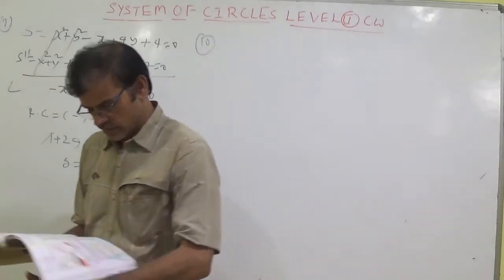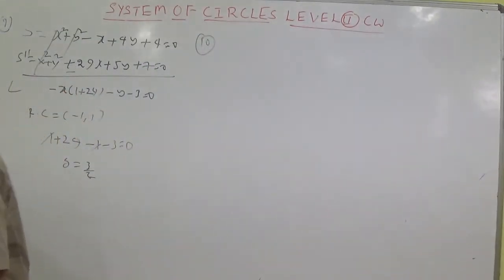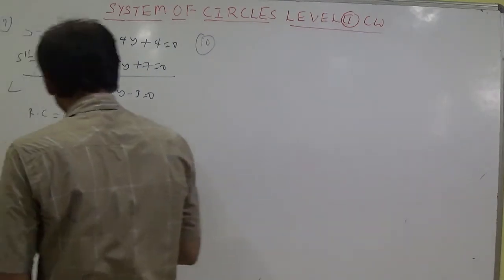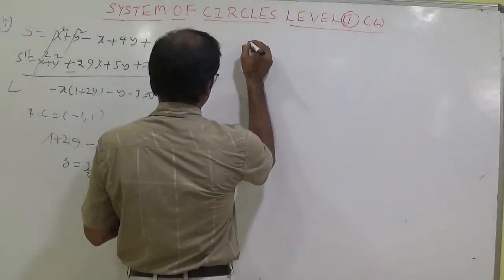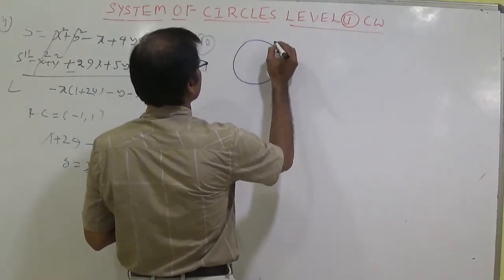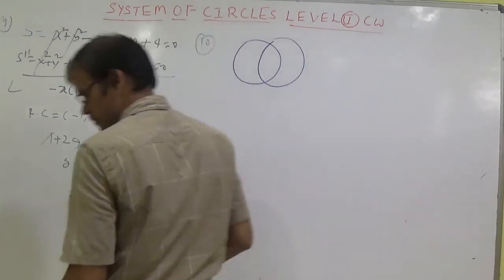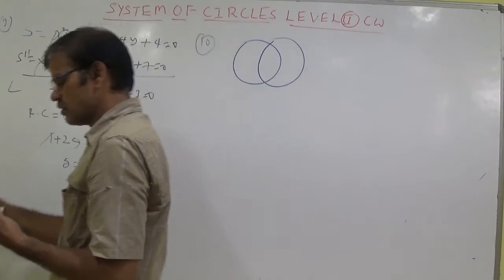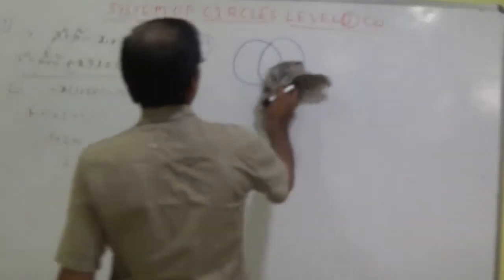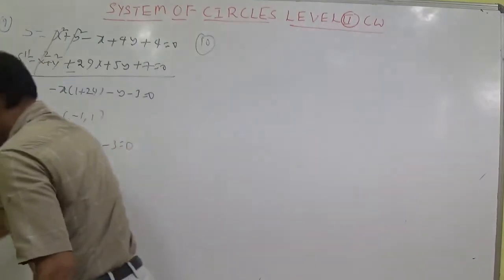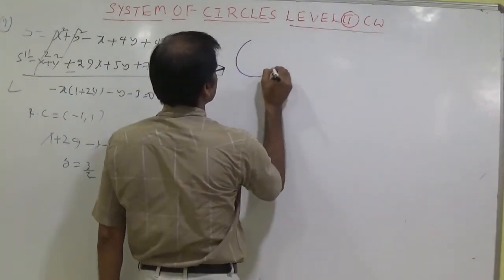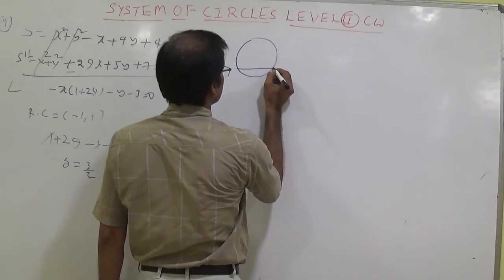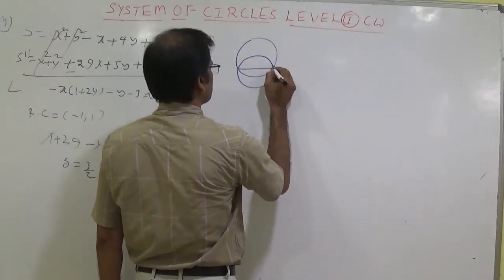The line 2x plus 3y equal to 1 intersects the circle x square plus y square equal to 4 at A and B. The equation of the circle with AB as diameter is required. Draw it like this. This is an MSET and mains question also.